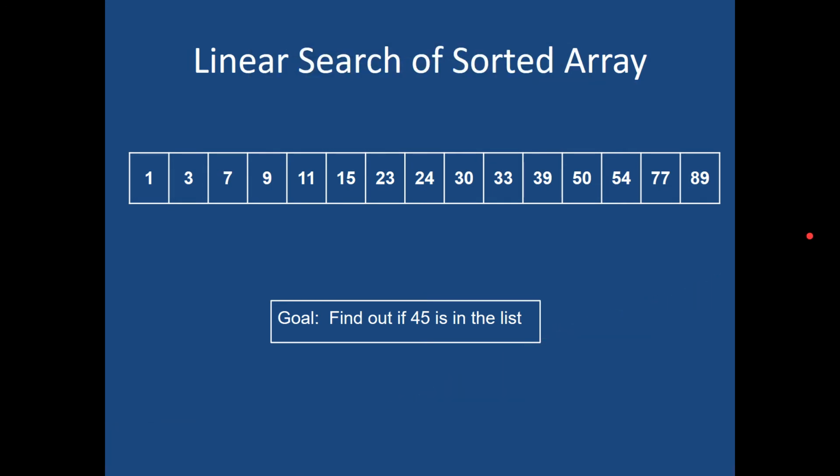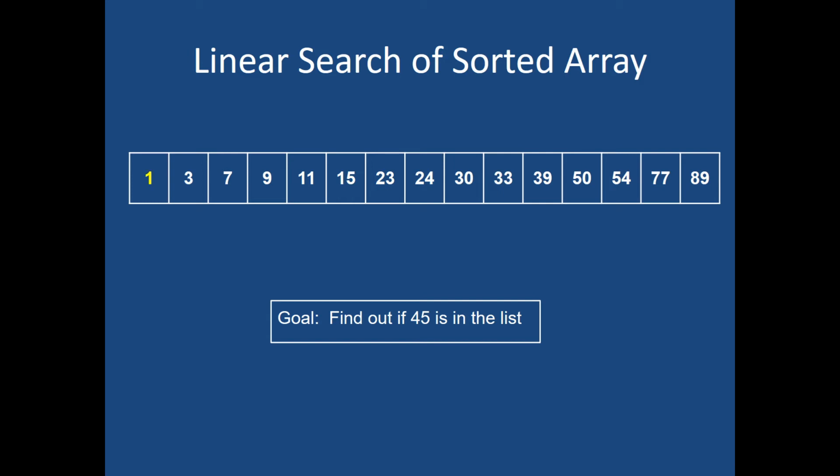Okay, so let's consider another simple algorithm, which is much simpler than sorting. It's just a linear search. So the idea is we have a sorted array, and we want to find out if 45 is in the list. So what we're going to do, just imagine running a loop that compares 45 to 1, and then 45 to 3, and then 45 to 7, and keeps going. Okay? And let's just count how many steps it takes. And again, we'll count steps in terms of comparisons.